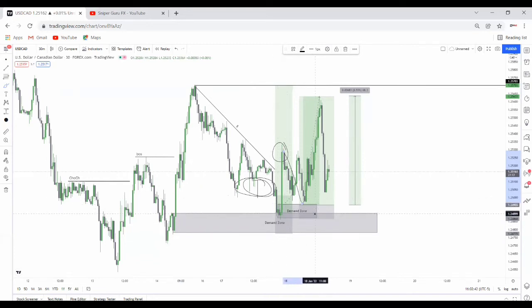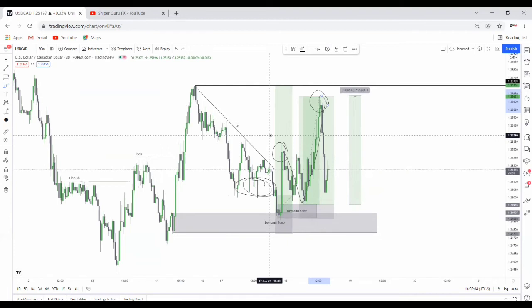Then it did what? Continued going up to grab more liquidity, at least let's say 90% of the trend line liquidity. It did grab it successfully, and that's how I was able to capitalize on taking the trade on USD CAD today.